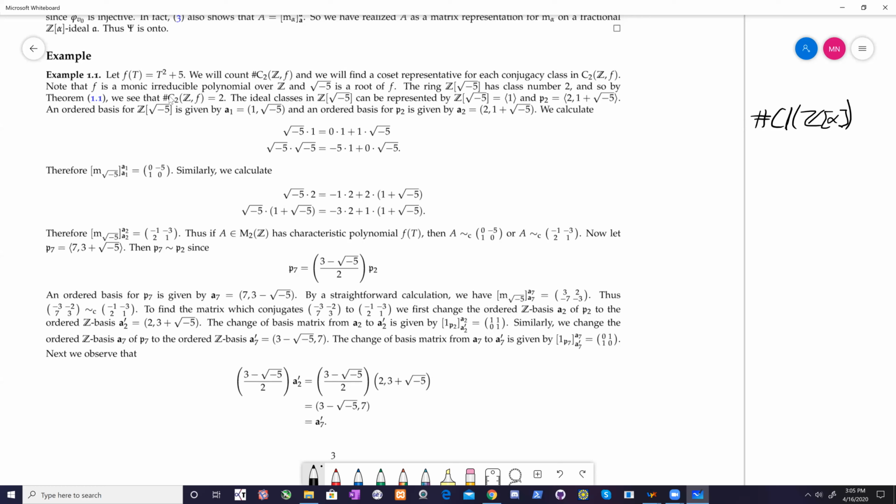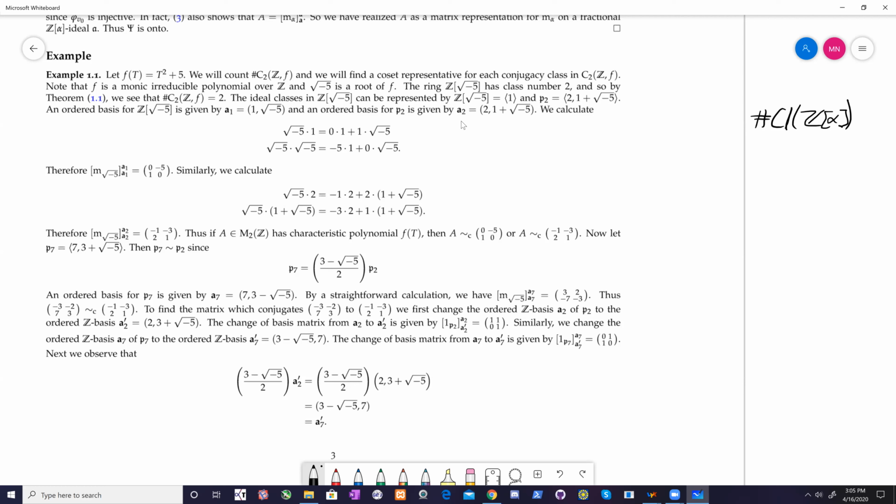And so that means that the number of conjugacy classes of matrices with characteristic polynomial f is precisely 2. There are only 2 conjugacy classes of matrices with that characteristic polynomial. The ideal classes in Z[sqrt(-5)] we can represent by these 2 fractional ideals. In fact, these are integral ideals. The first one is Z[sqrt(-5)], and the second is this prime ideal, which sits over 2, given by (2, 1 + sqrt(-5)). Okay. So an ordered basis for Z[sqrt(-5)] is given by 1, sqrt(-5).